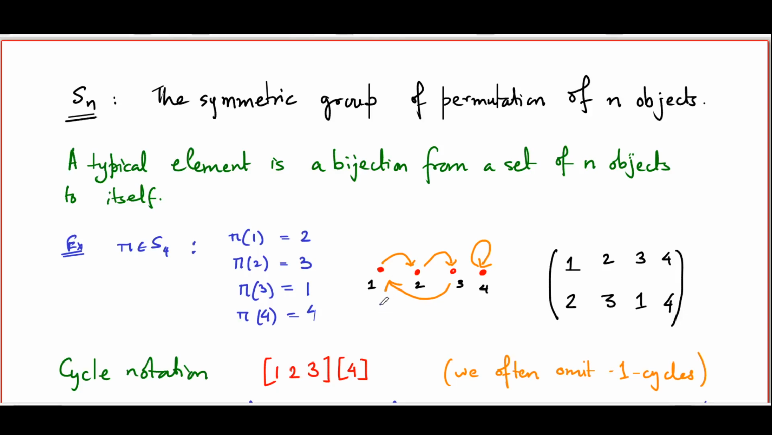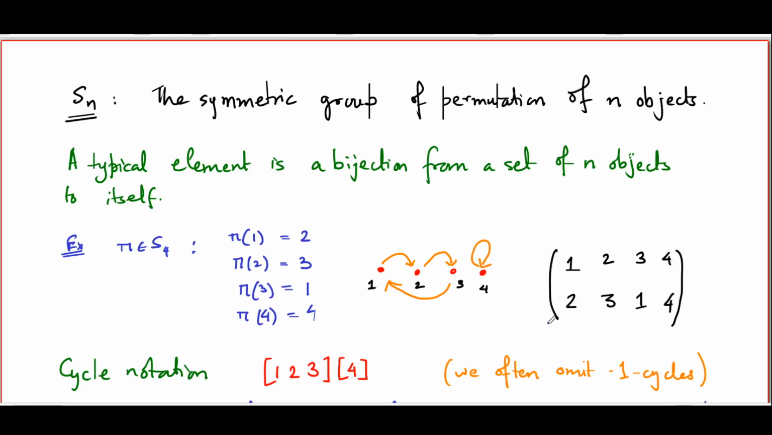You can see this permutation illustrated graphically here. 1 goes to 2. That's what the permutation does to 1. It also takes 2 to 3. So that's what this arrow tells you. It takes 3 back to 1. So you end up with a cycle with 1, 2 and 3 going into each other. And 4 of course goes into itself.